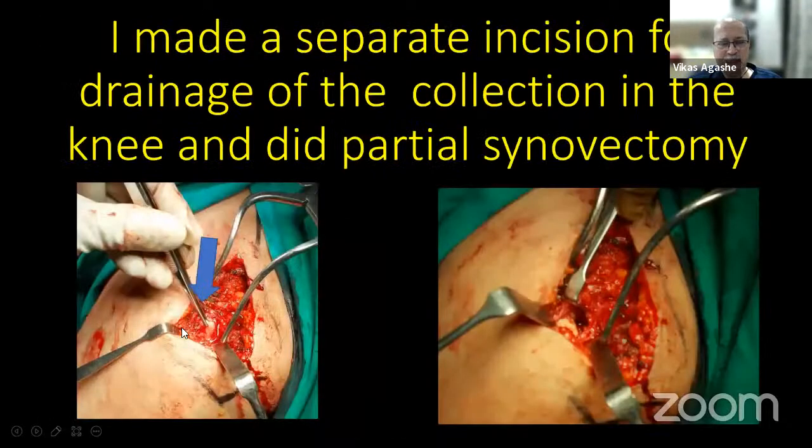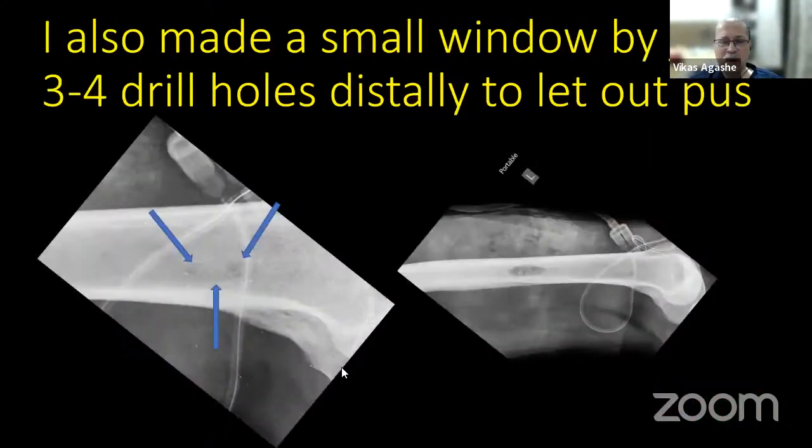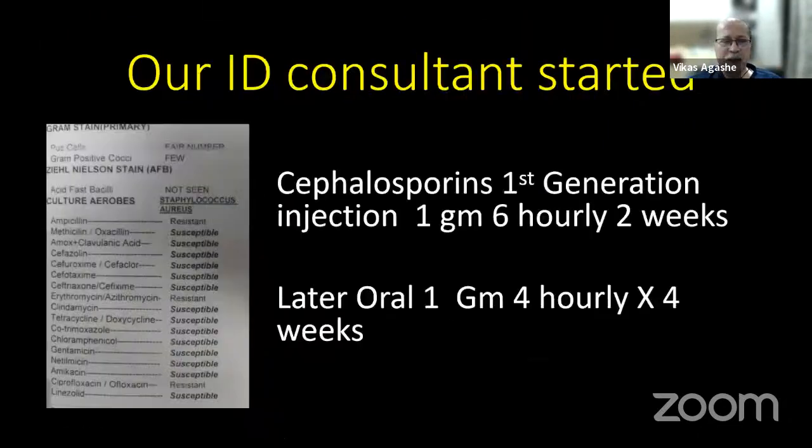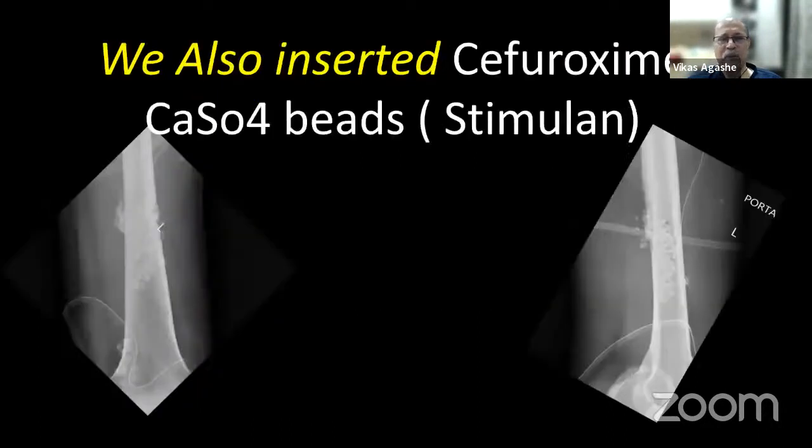I also made a separate incision here for partial synovectomy, drained pus from the joint, and did a partial synovectomy. I also made multiple drill holes here at the lower end of the femur, as you can see here and here, and made a small window to let out pus. Our ID consultant started cephalosporins and later on put him on oral cephalosporins. We also inserted cefuroxime with a stimulant, as you can see here.